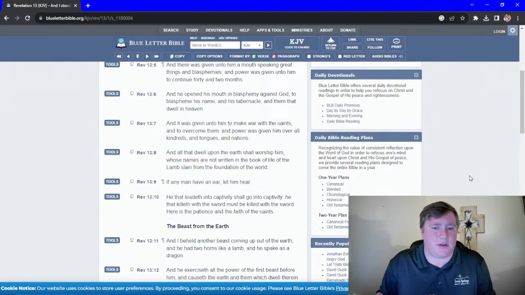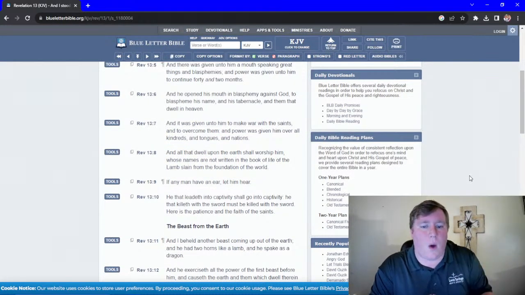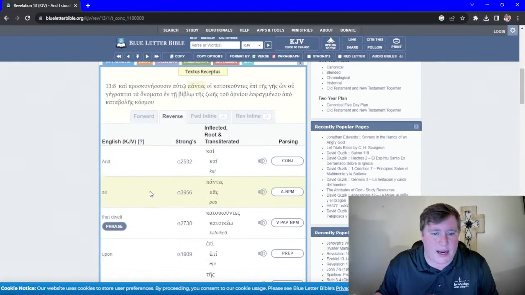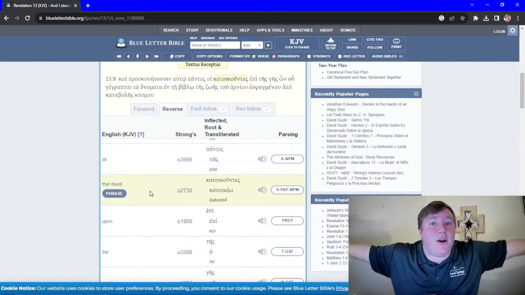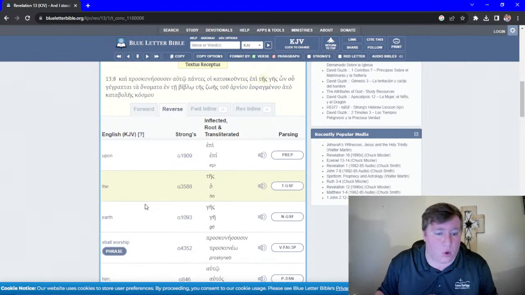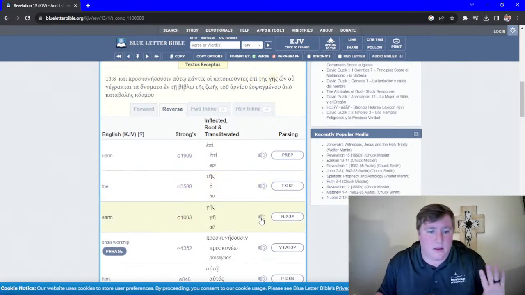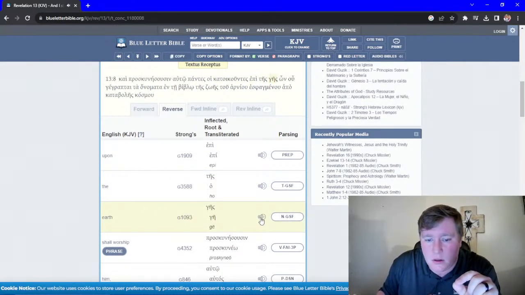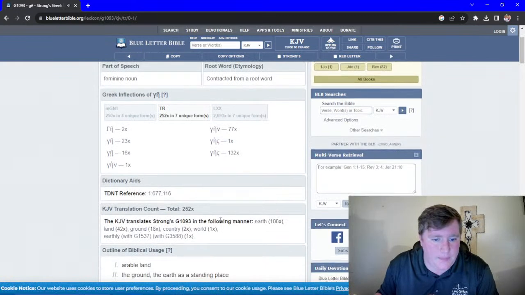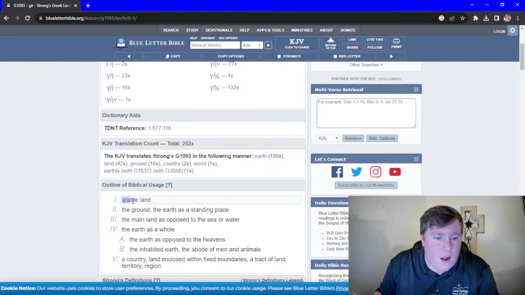And let's go to verse 8. And all that dwell upon the earth. Again, let's dive into that word earth, into the original Greek. John doesn't mean the entire globe. He actually means just like a border of land. Strong's G1093, Gē. That's the word for earth. Gē, right? Land.